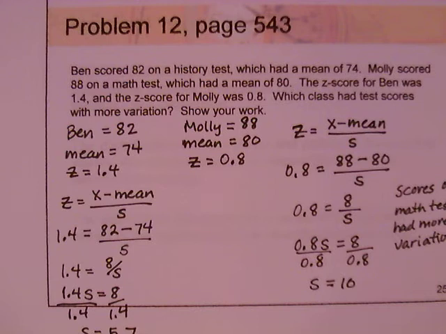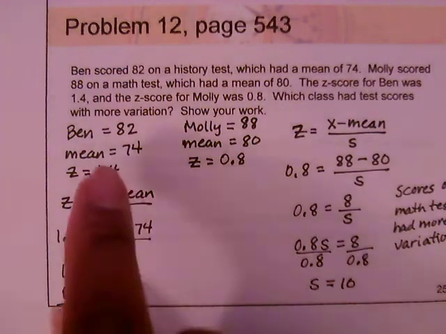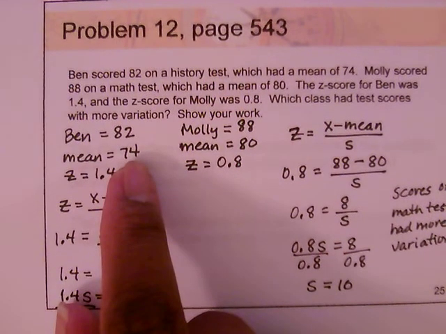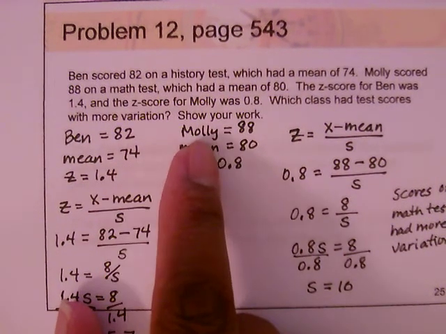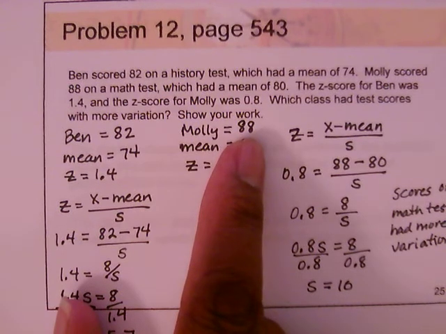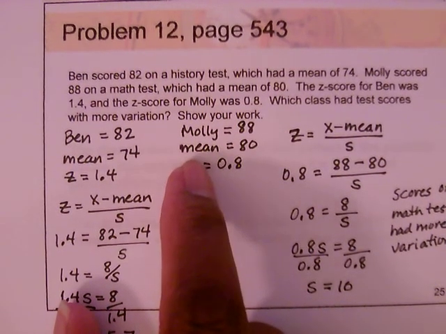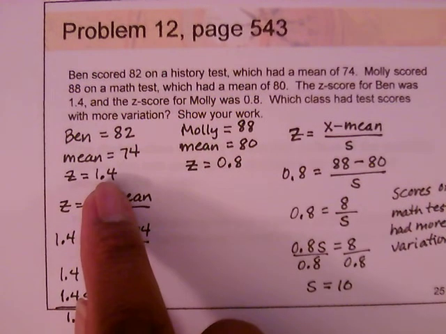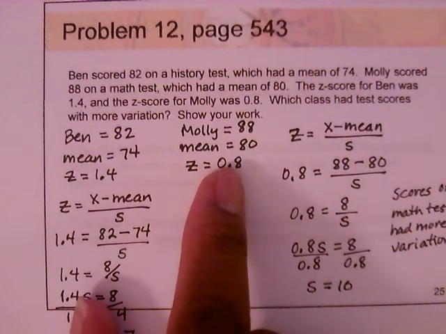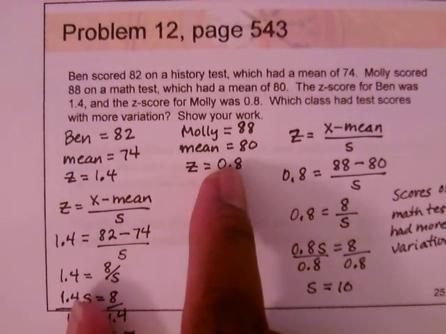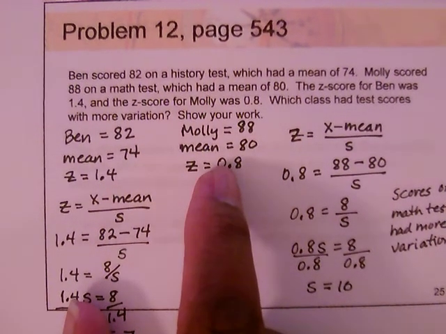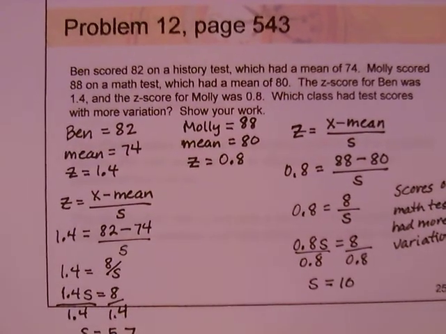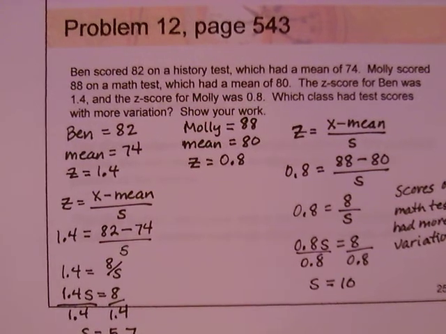So here, Ben had a test score of 82. Its mean was 74. And then Molly had a test score of 88 on the math test. The mean for that was 80. Now the Z-score for Ben was 1.4 and the Z-score for Molly was 0.8. So for each one of these, we're going to find the standard deviation. Okay, so now let's start with Ben's history test and the history class itself.